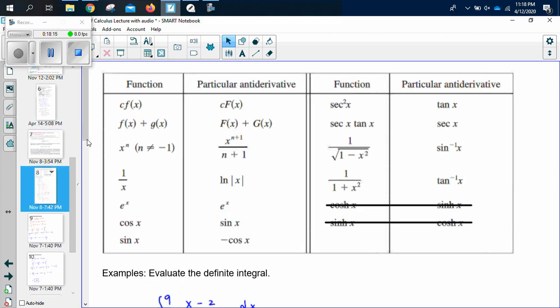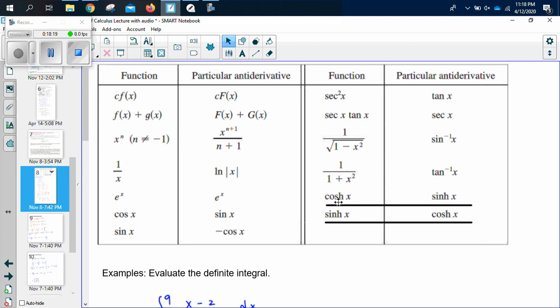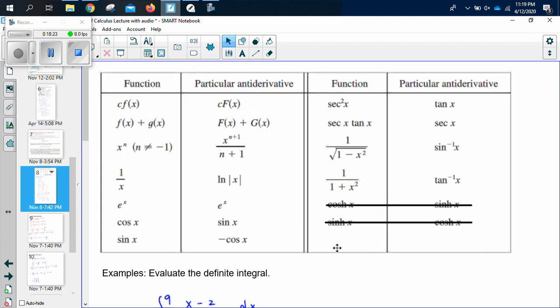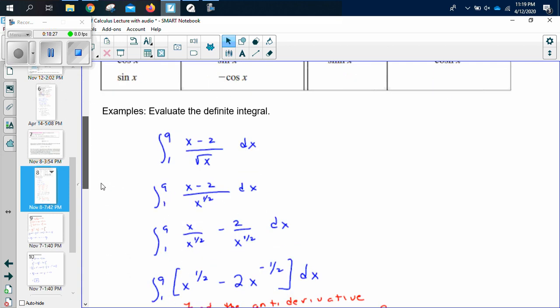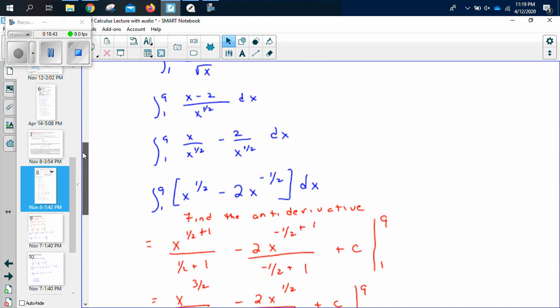Okay, so this is just our table of antiderivatives that we had before. We don't worry about the hyperbolic cosine and sine. We're just going to do a definite integral here. So I want to evaluate the definite integral. So we'll change the square root of x to the 1/2. And then I'm going to simplify by breaking it down into terms and then simplifying each term.